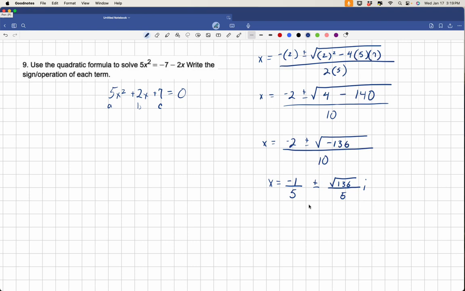Notice again, I've separated the two. Once it becomes an imaginary or a complex term, then you have to break it away from your known term. That has to become two different terms.